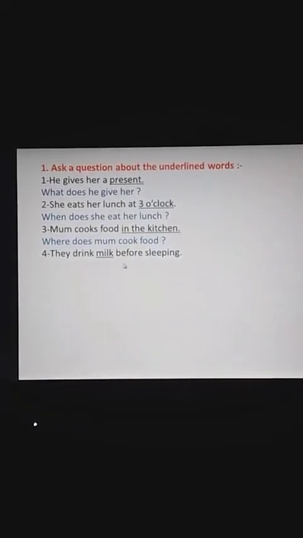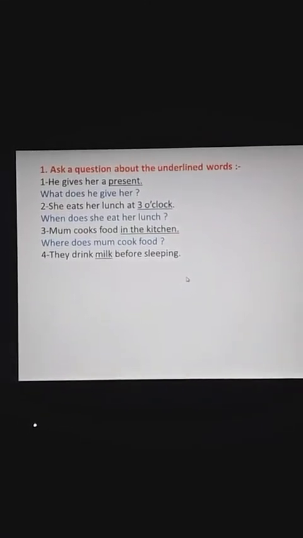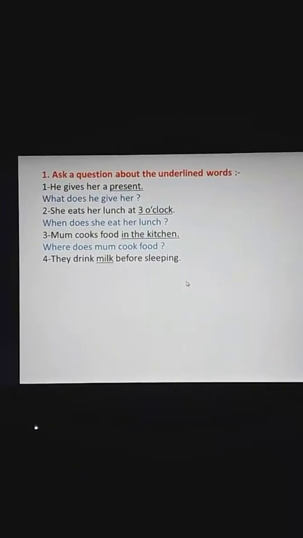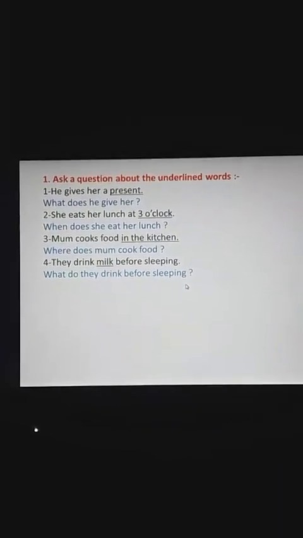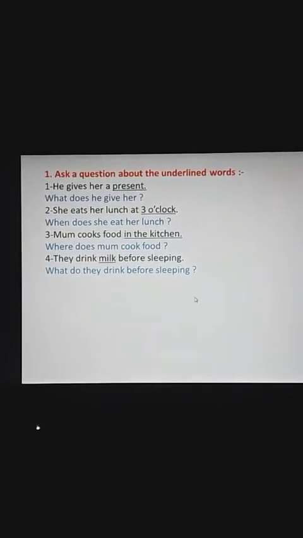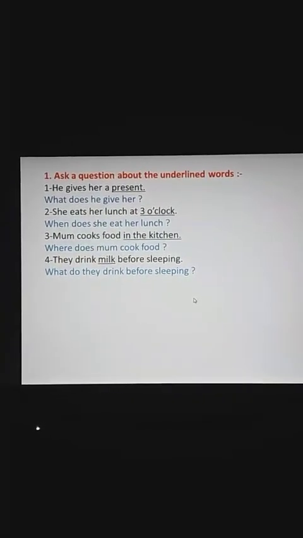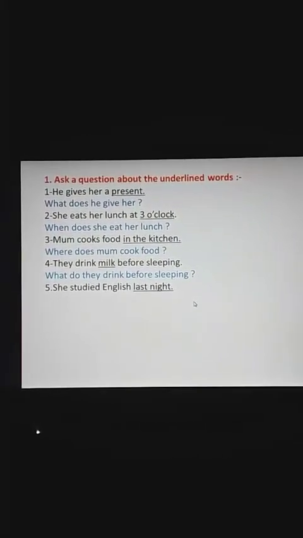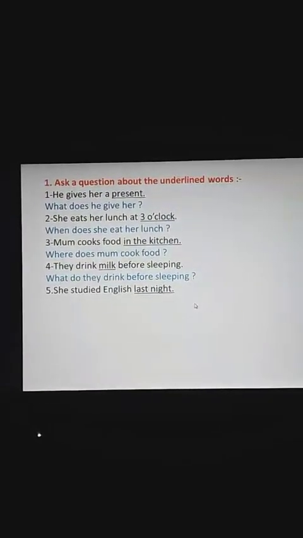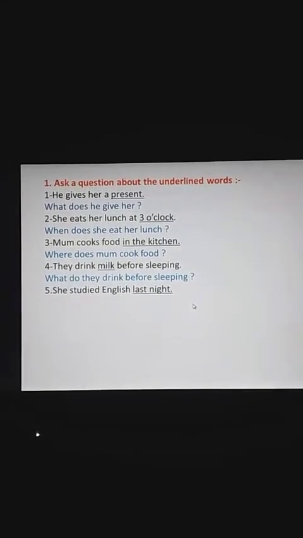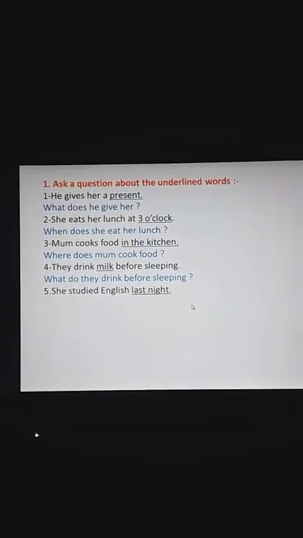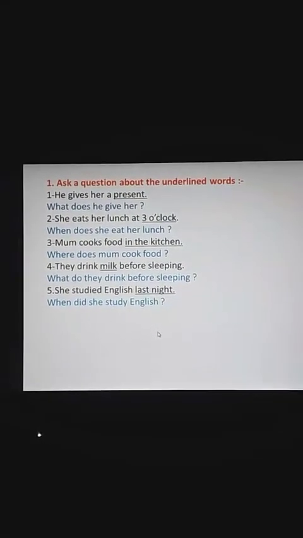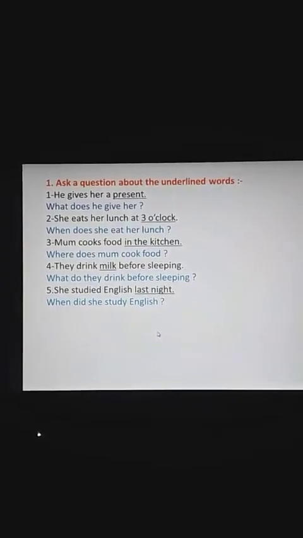They drink milk before sleeping. Milk, thing. I'm going to use what. Very good. What do they drink before sleeping? They drink milk before sleeping. Yes, very good. She studied English last night. Last night, time. So I have to use when. Yes, very good. When did she study English? She studied English last night.